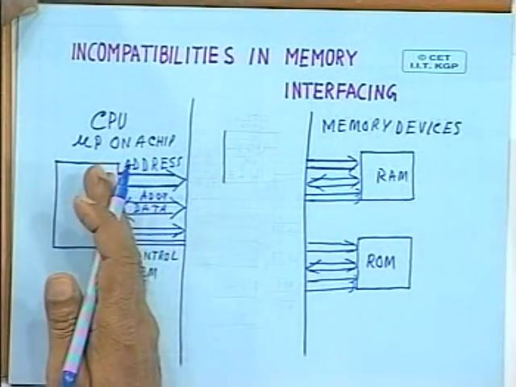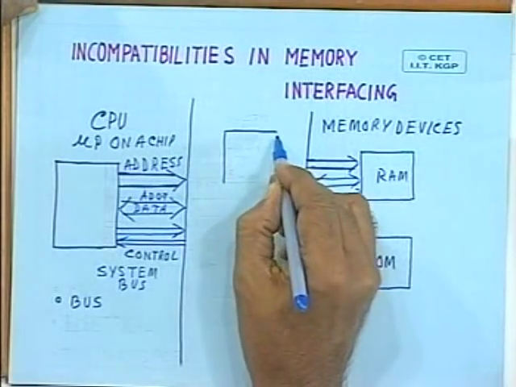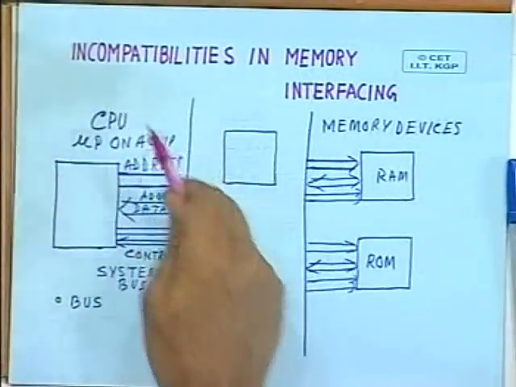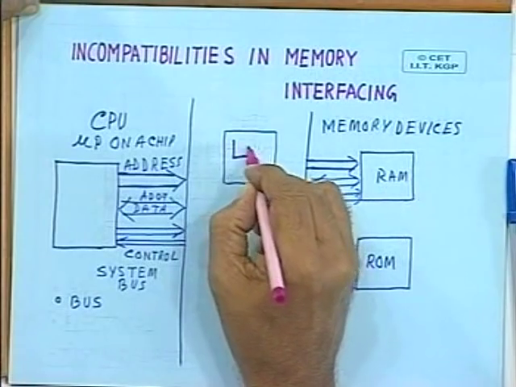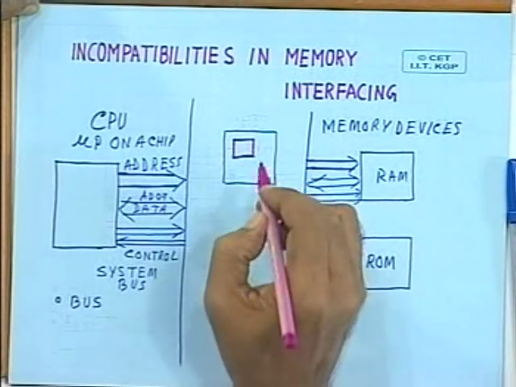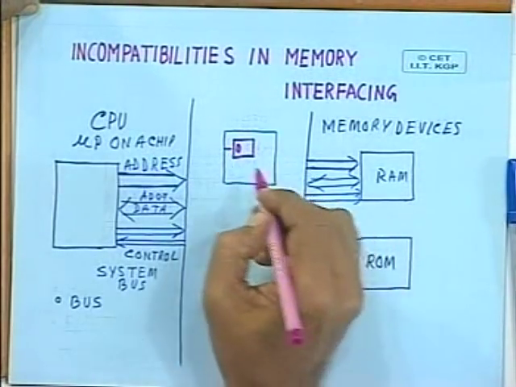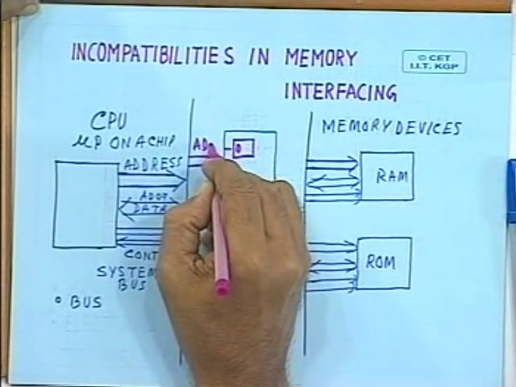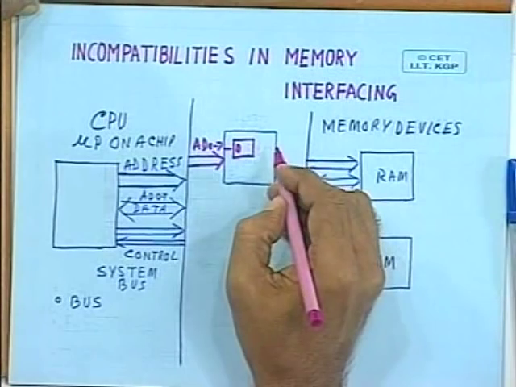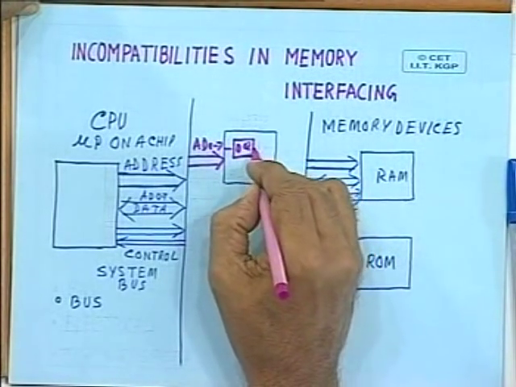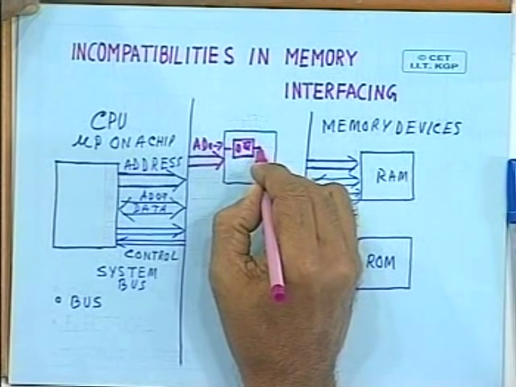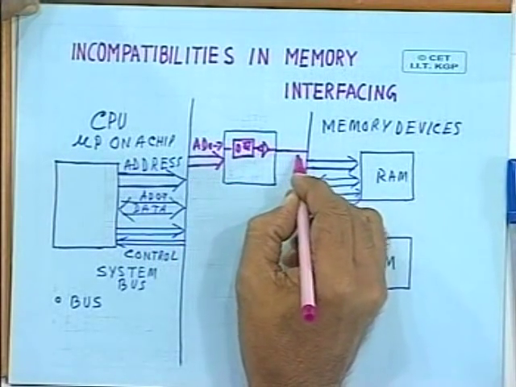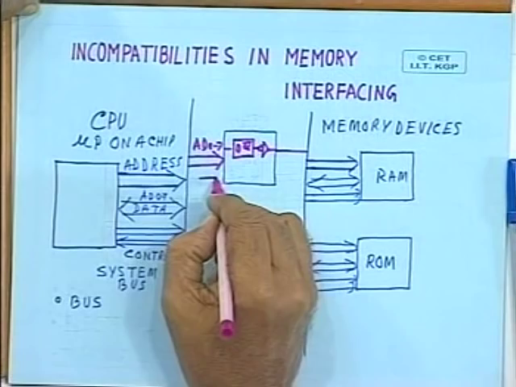So in between the CPU and the memory, you will require some extra hardware, which is shown here. For example, you will require a latch. Inside the latch, you will require a D flip-flop. So here you will apply, say, AD0-AD7. And this latch has a Q bar, which is applied to a driver, and here it is available in latched form, and latching is done with the help of ALE.